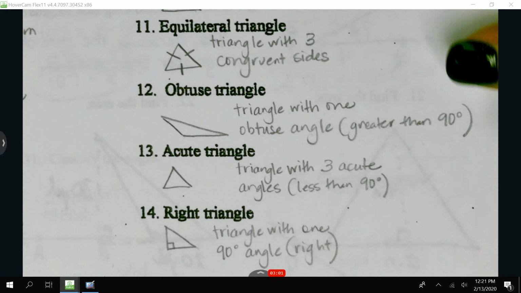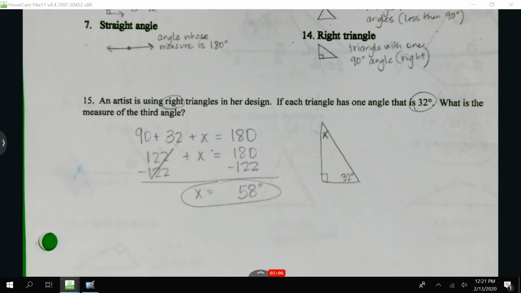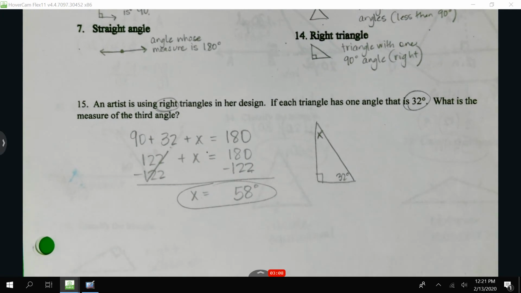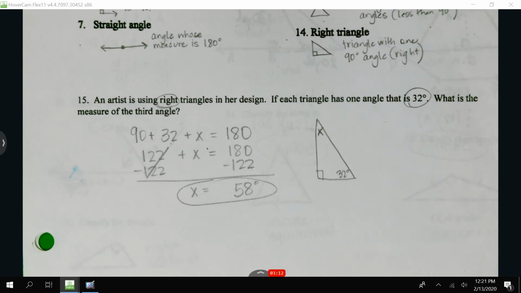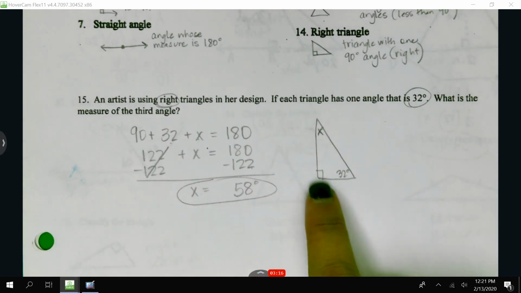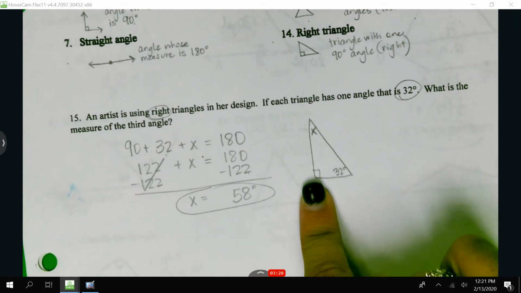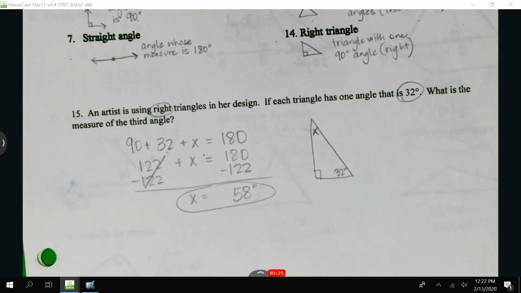Okay. Number 15, it says an artist is using right triangles in her design. If each triangle has one angle that's 32 degrees, what's the measure of the third angle? So we know that it's a right triangle, so we know that one measure of the angle is 90 degrees. And then it tells us that the other angle is 32 degrees. You're trying to find the third one.